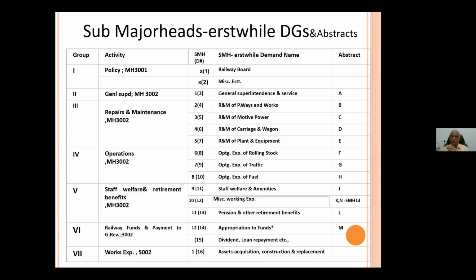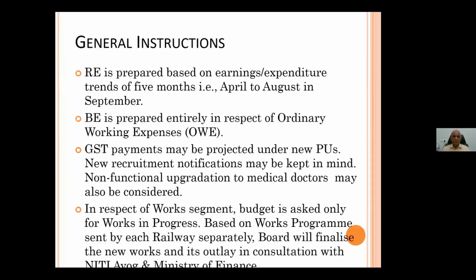Their demands, the requirement of funds as voted by parliament, will be available. Okay. So the general instructions are that RE is based on the earnings and expenditure trends of the first 5 months. Already I told you, please remember this very carefully. Then BE, budget estimate, is prepared entirely in respect of ordinary working expenses. Then GST payments are projected under new PUs, whatever PUs are communicated by the railway board, so we have to do that.